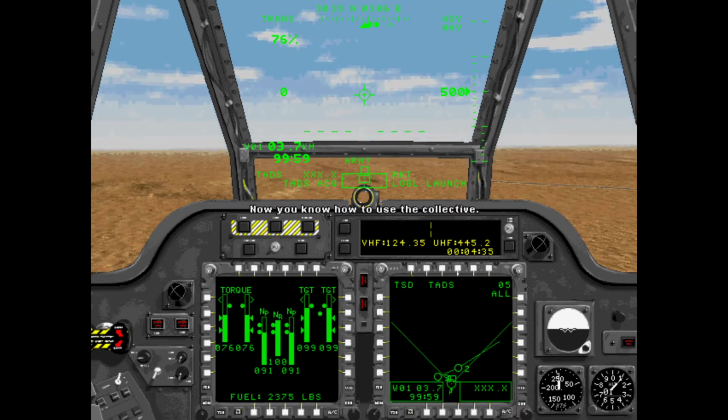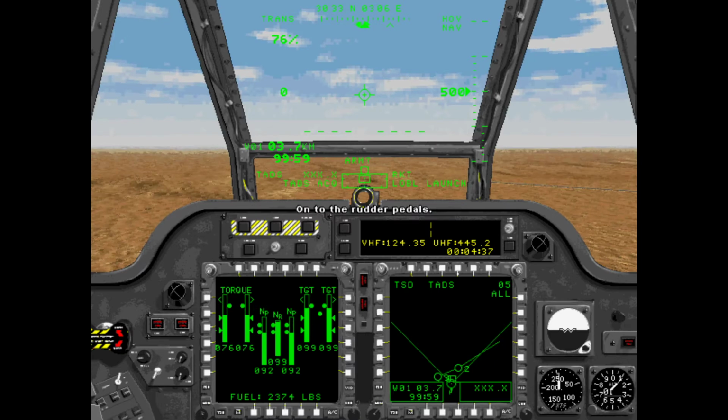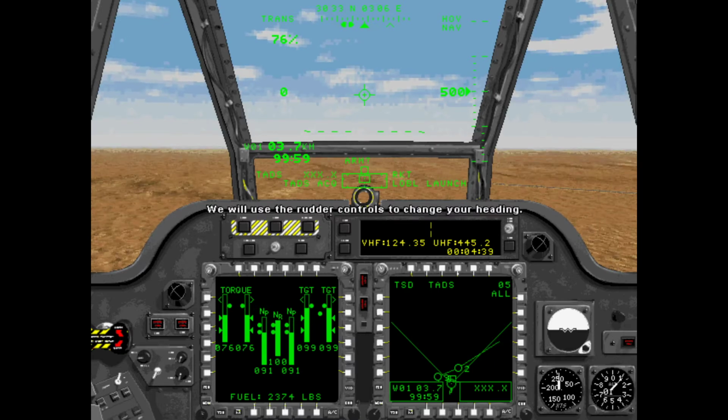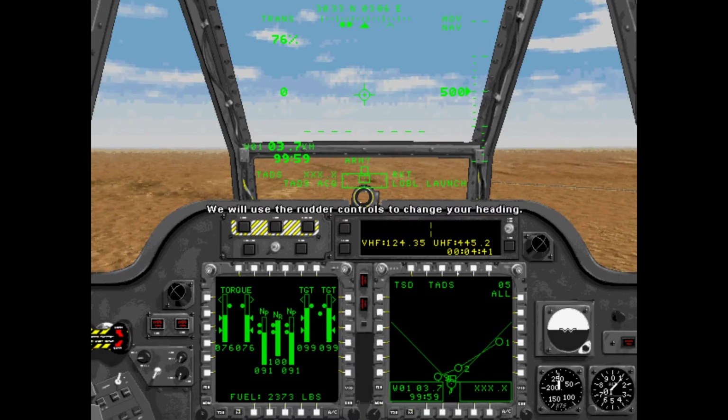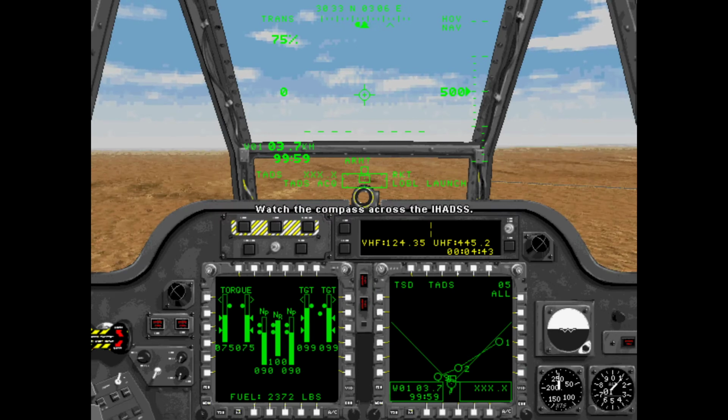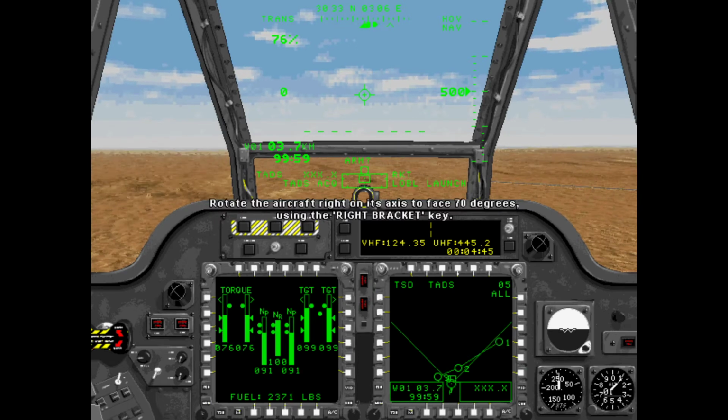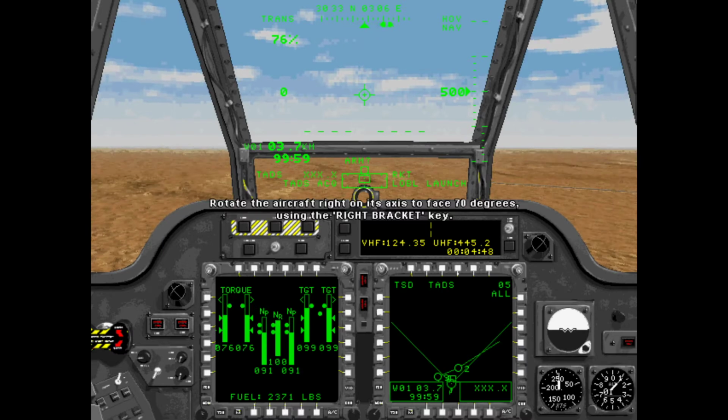Now you know how to use the collective. On to the rudder pedals. We will use the rudder controls to change your heading. Watch the compass across the AH-64D. Rotate the aircraft right on its axis to face 70 degrees using the right bracket key.